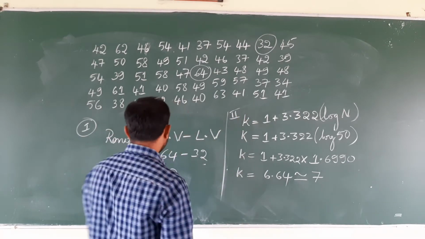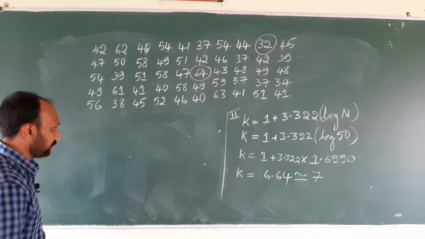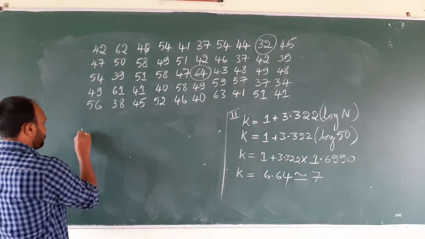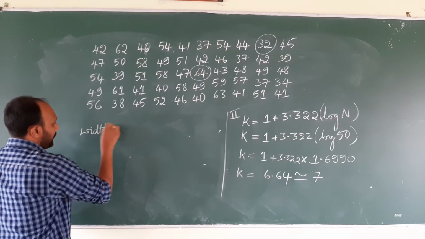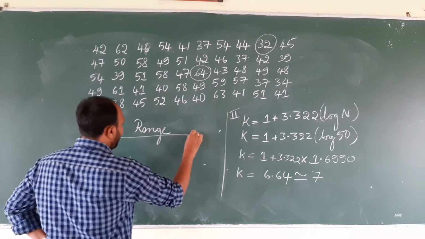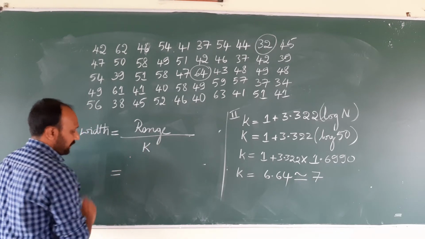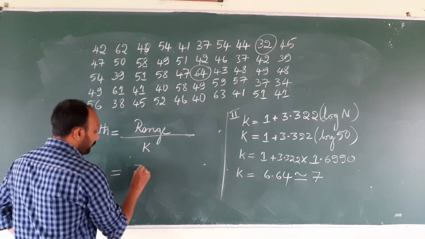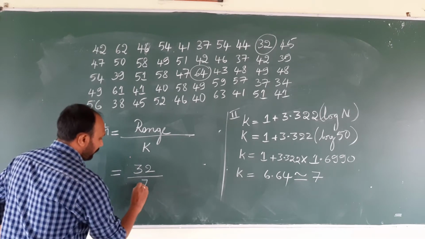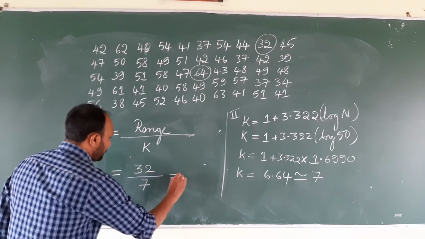that is the k value. So now the third important component is that we need to decide what the width of each class should be. Width is equivalent to, again there is a formula, range divided by k value, that is the number of classes. What is the range? Already we know the range value is 32. What is the k value? The number of classes is 7.